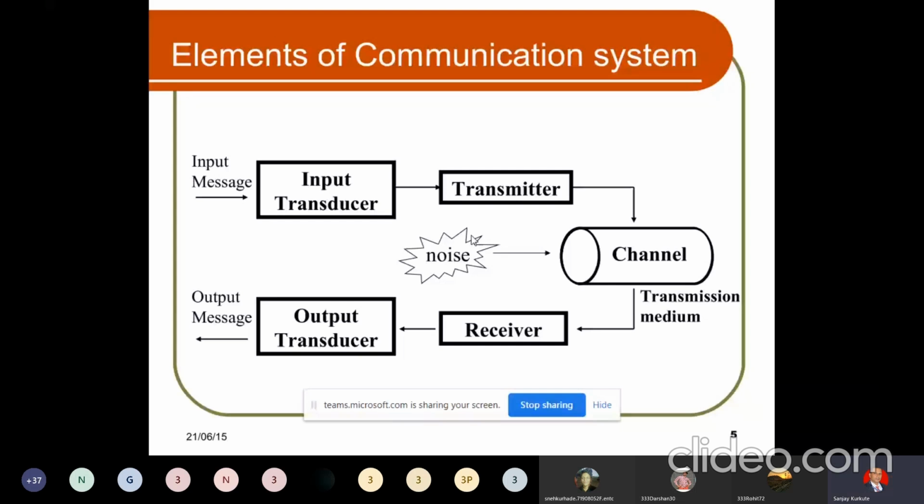Then the channel will come in the picture. What is a channel? Through which channel are you going to send it? As we know, we are observing so many channels, that is FM channels, having some specific frequency. Then television channels are also there, and they are also having some specific frequencies.